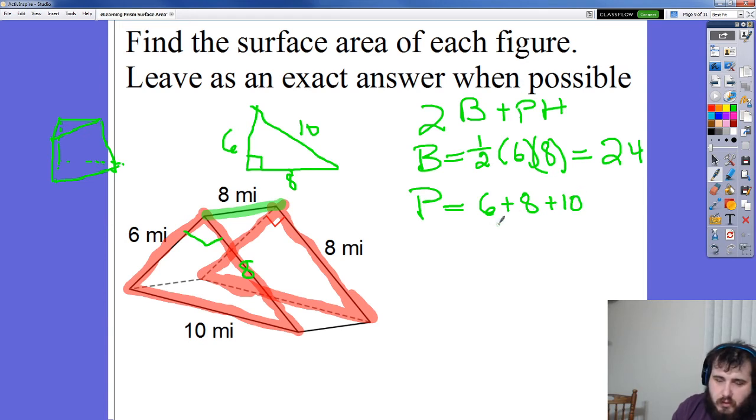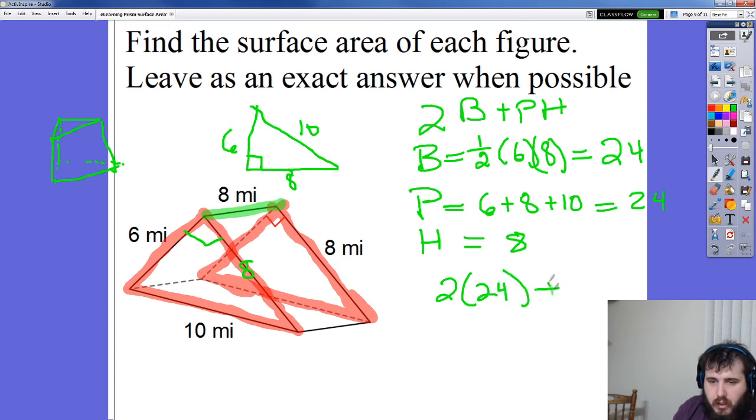Well, that's 24, right? 6 plus 8 is 14, plus 10 is 24. And our height, if we look here, that's the connecting bridge right here in green, and that's 8. So we've got our base, our perimeter, and our height.